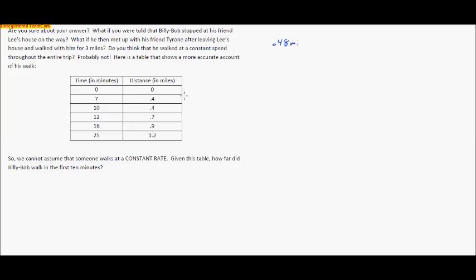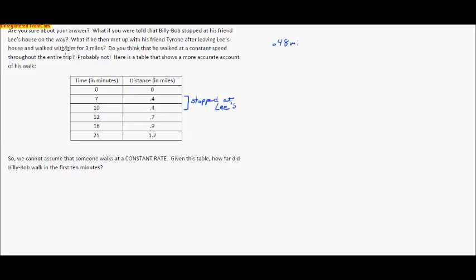So that tells me from 7 minutes to 10 minutes, he must have stopped, because his distance isn't changing, right? So that must be when he stopped at Lee's house. All right, they said stopped at Lee's house. Okay, so I'm just going to put stopped at Lee's right here. All right, and then after 10 minutes, at 12 minutes, well, now he's 0.7 miles from his house. So that must have been right after 10 minutes. That must be when he picked up and left.